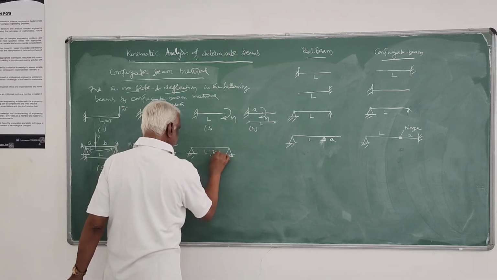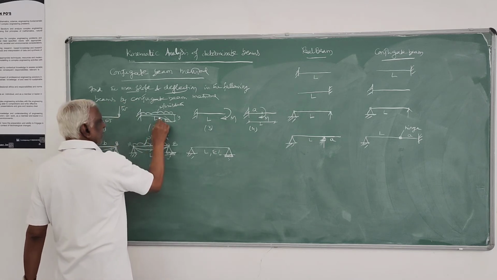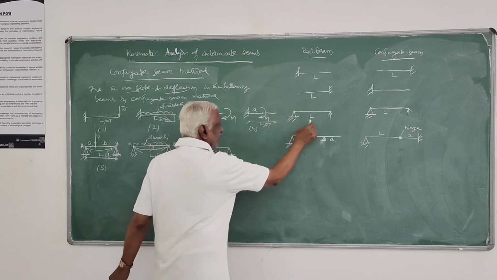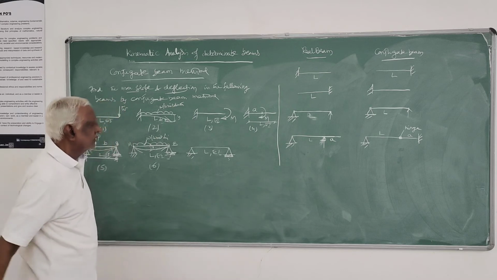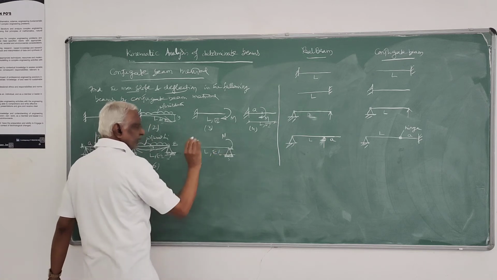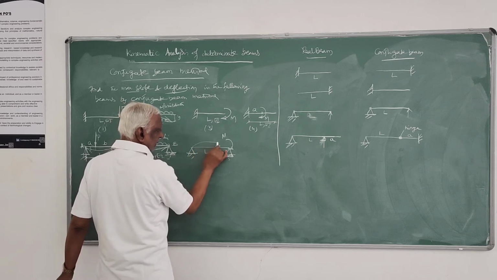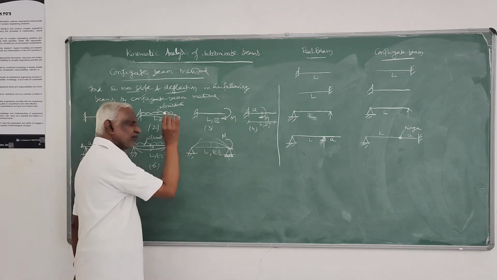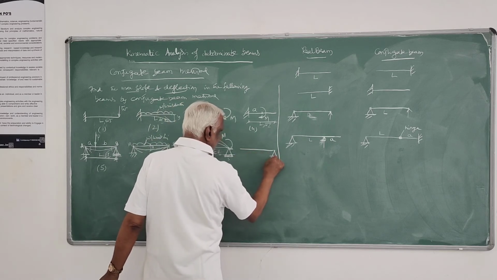EI, and of course EI is constant in all these cases, because these are prismatic beams. Non-prismatic beams also I will give and work on. So here you take a moment M. Here also, naturally, when the applied moment is like that, it will deflect like that. The maximum slope will be at the center, and the maximum deflection will be at the center.